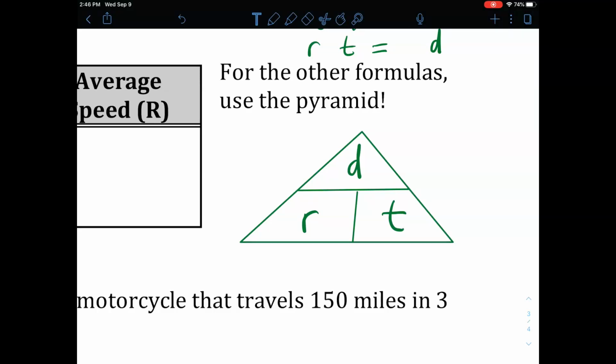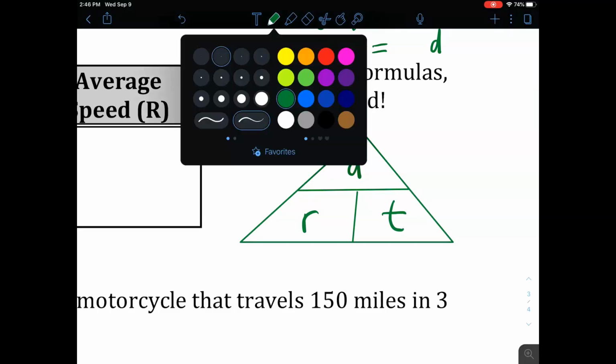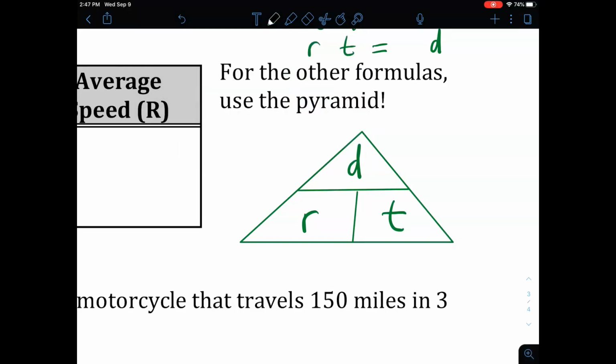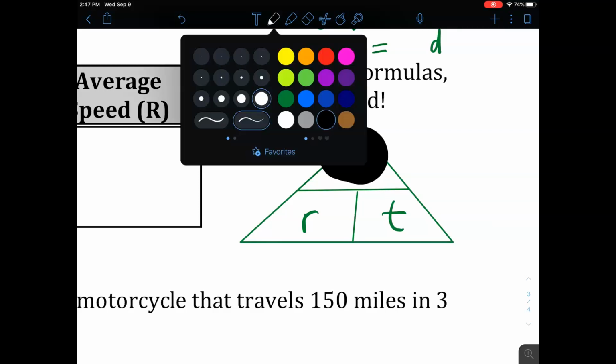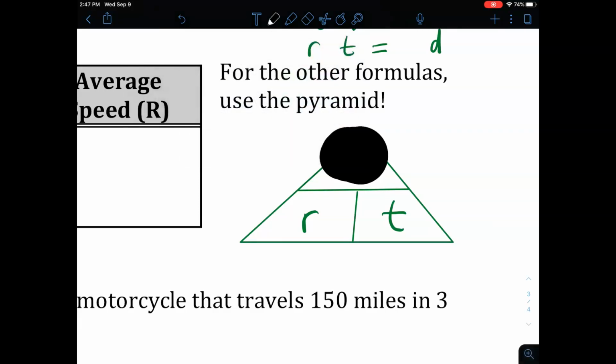But basically, this is a shortcut, okay? Whatever you're looking for, I'm going to use a big thick marker. I'll do it like this. If I'm looking for distance, I'm going to cover up distance. Okay, so what's left over? Distance equals rate times time, right? Distance equals rate times time.